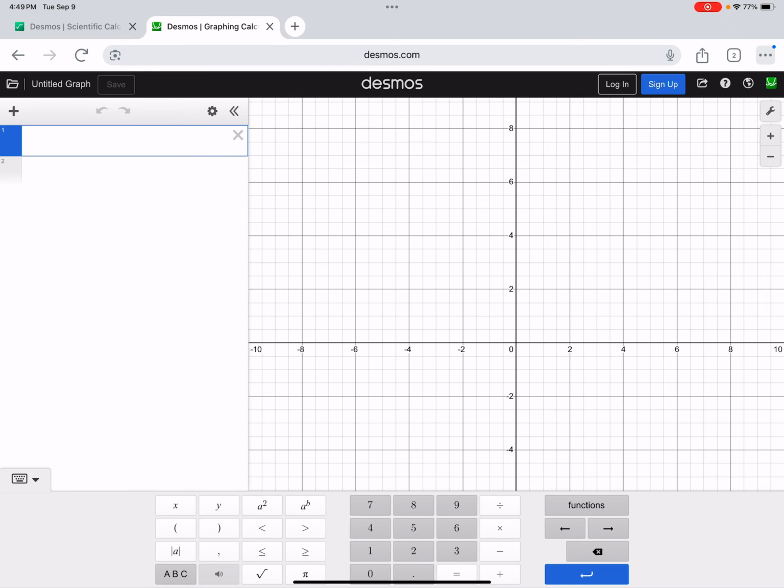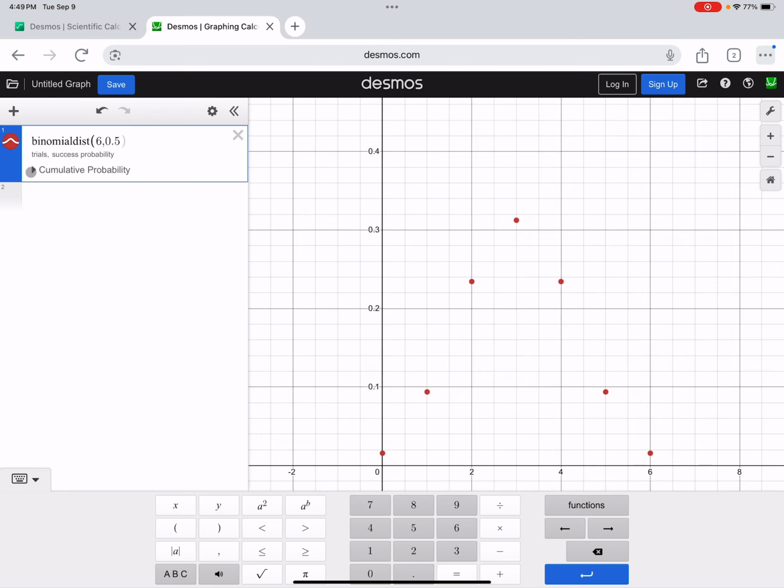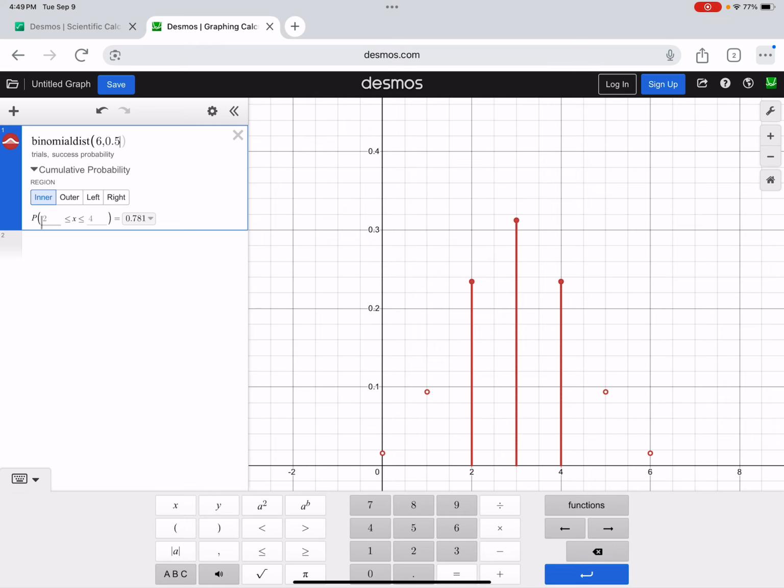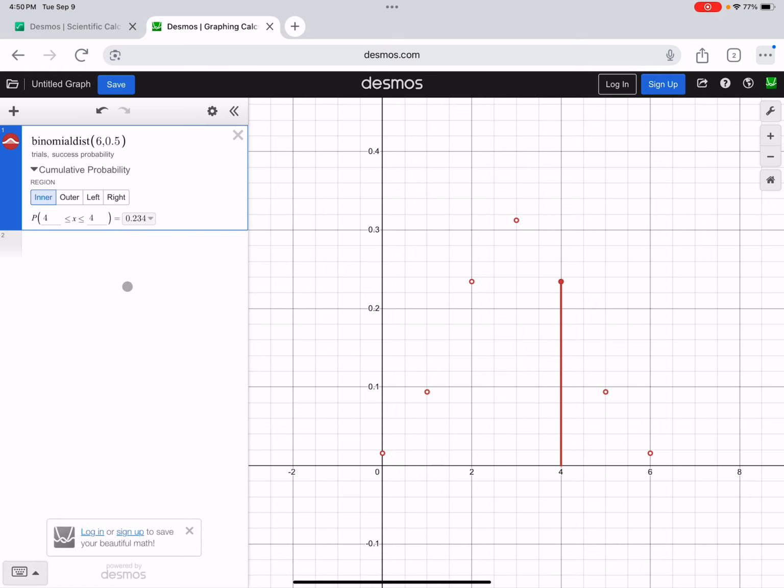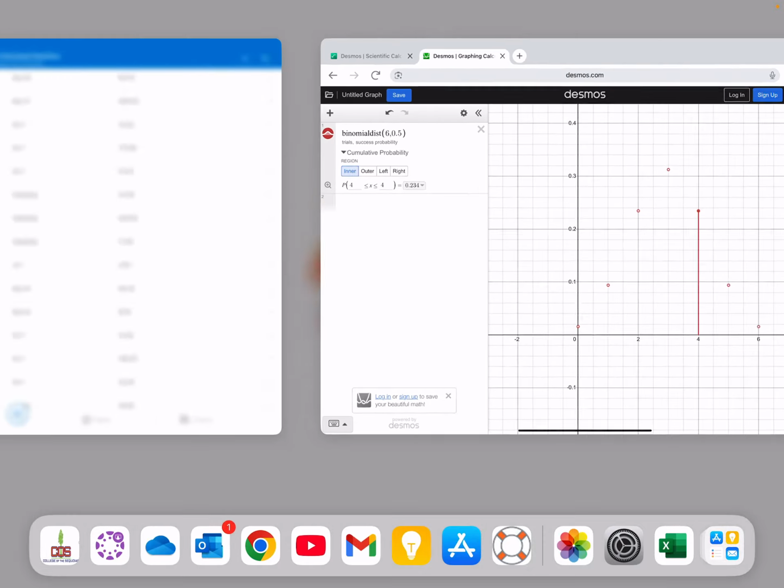So we're going to use the binomial dist. N was 6, p was 0.5. And we can zoom in on that and also compute a cumulative probability. We want the probability x is exactly 4, so between 4 and 4. Okay, so that comes out to about 0.234. If you need more decimal places, you can always click on that little down arrow to get more. But I'm going to go ahead and round to 3 since that's what I've been doing in this section, 0.234.